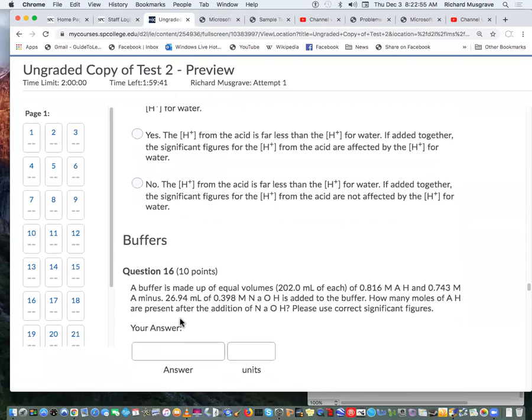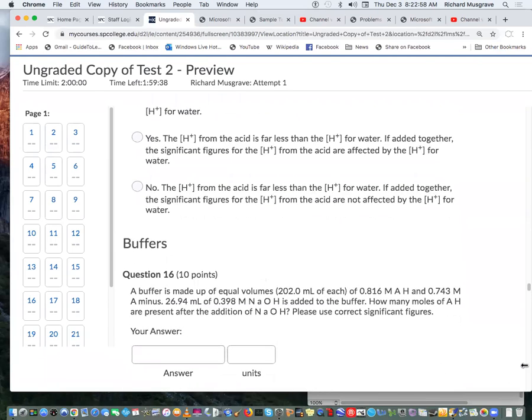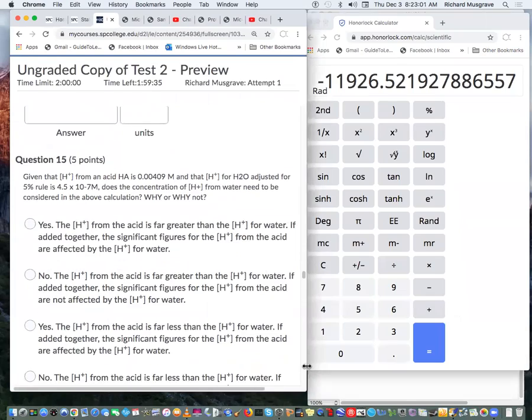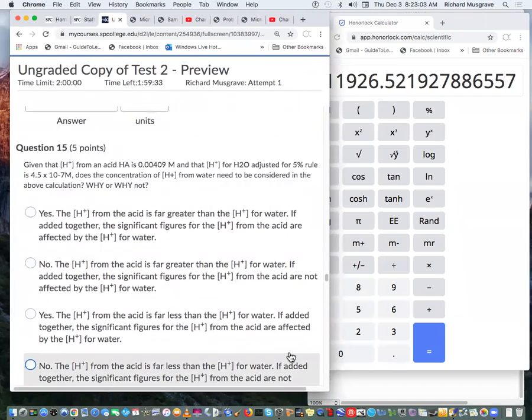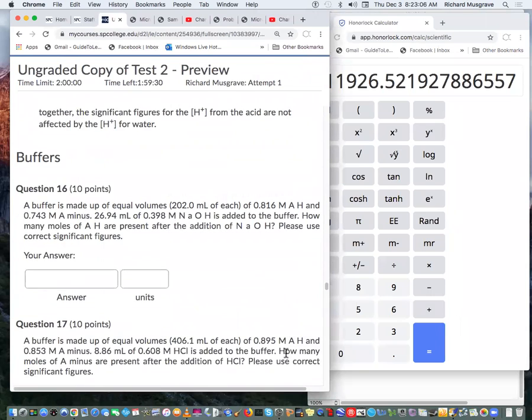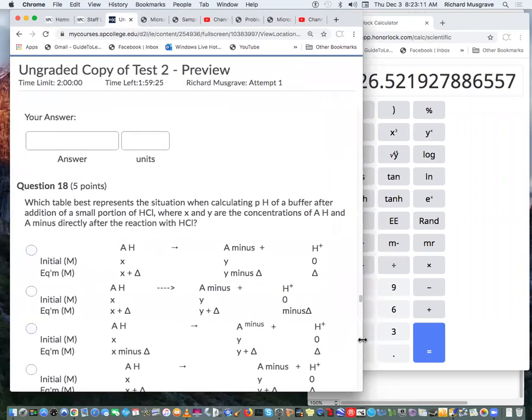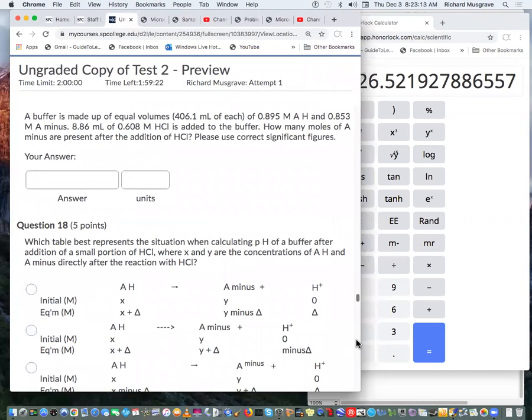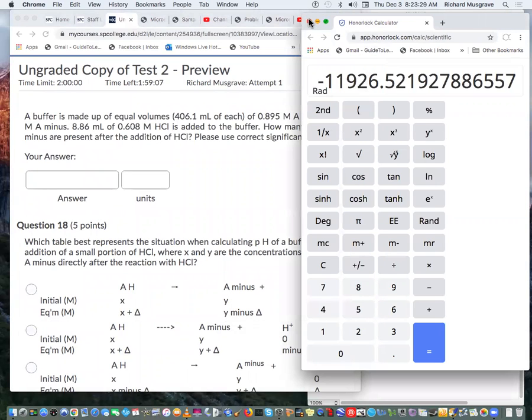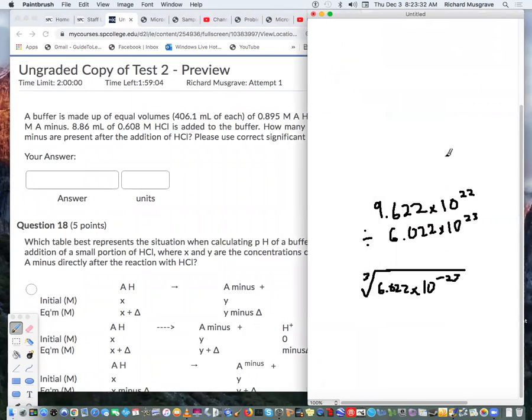So let's look at question 16 here. A buffer is made up of equal volumes of this acid and then the base. We add HCl. How many moles of A minus are present after addition of HCl? Okay. So just a little bit of background here.